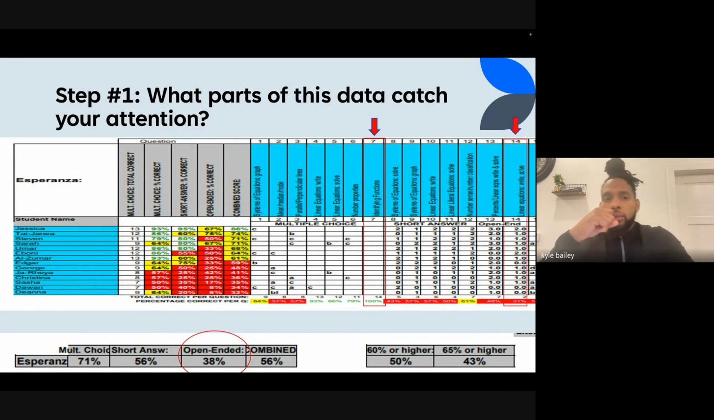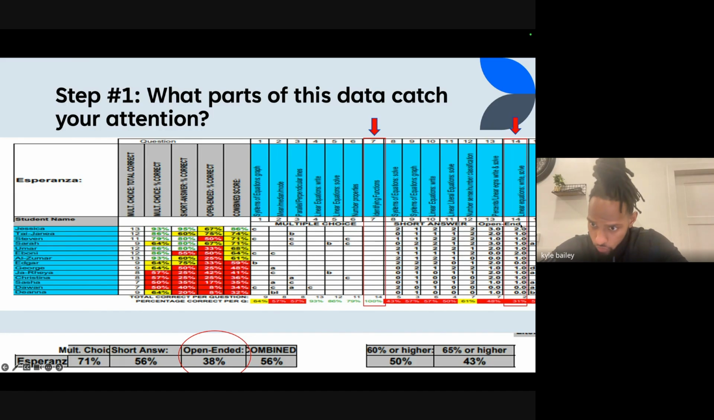The first step we went over is what parts of this data catch our attention. Some of the biggest things that caught our attention are question number 7. Here we see that all students scored it correctly. They got 100%. All students grasped this concept very well, and this is identifying functions. So we know that this was taught very, very well.